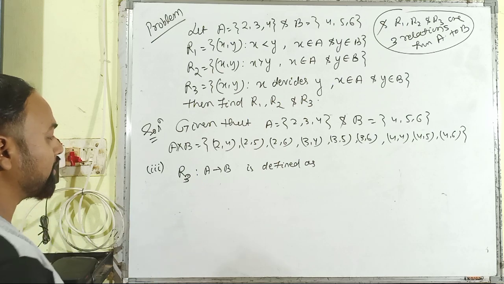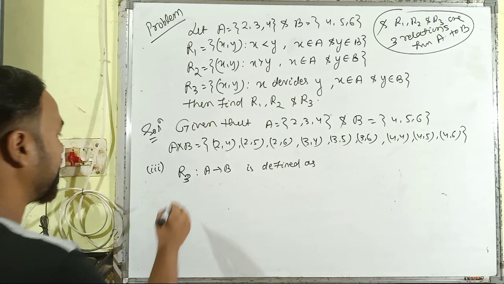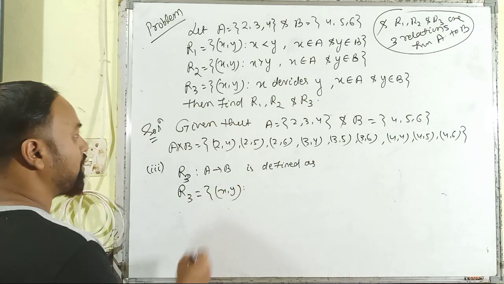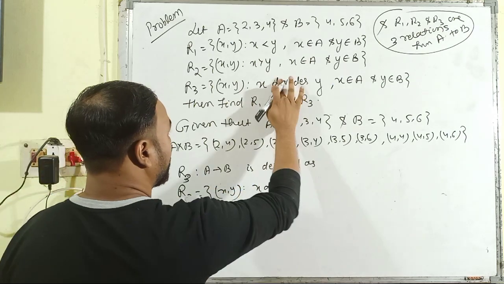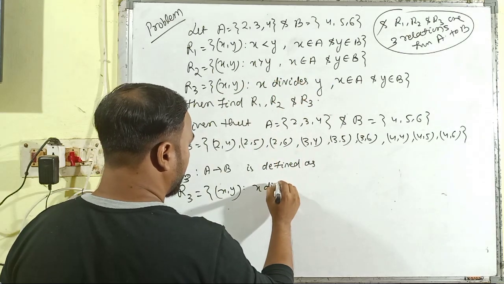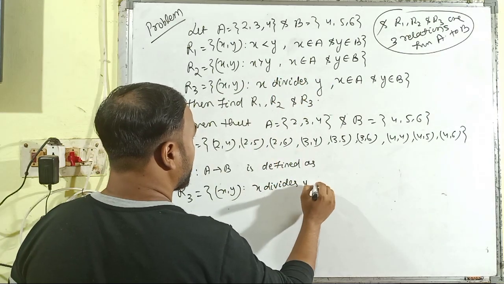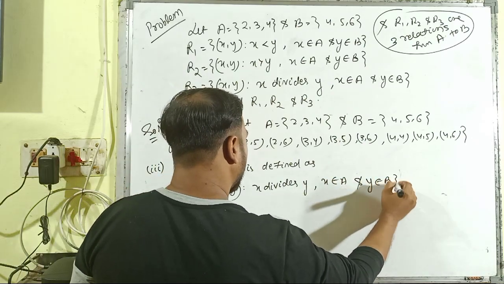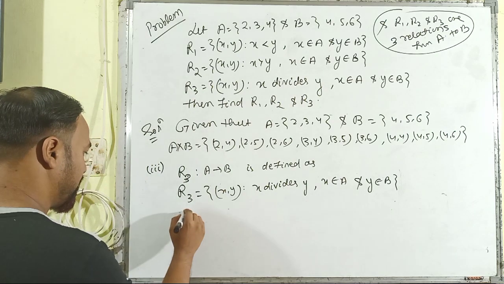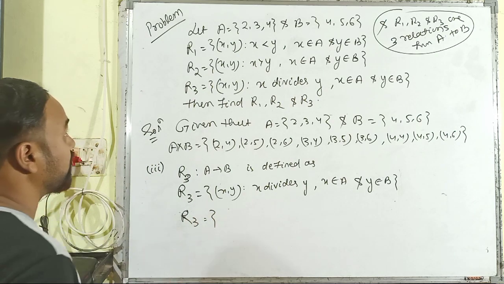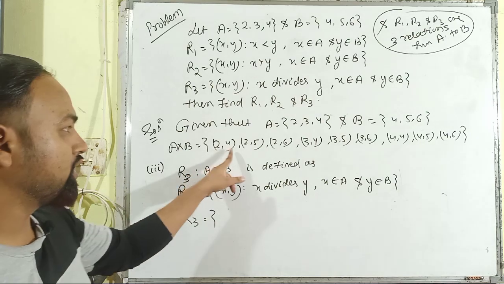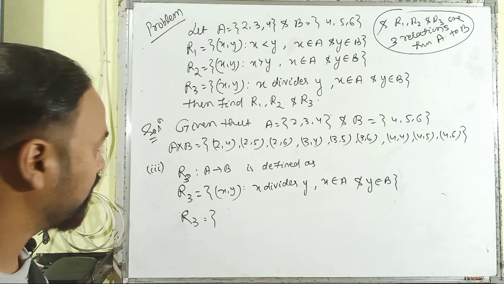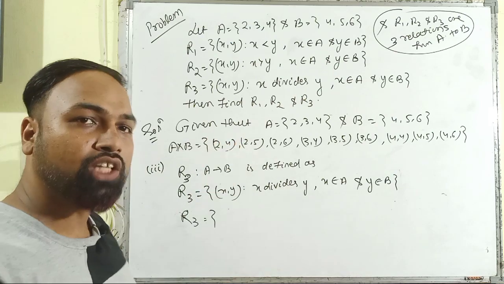So relation 3, R3, is a relation from the set A to the set B, and it is defined as R3 equals the collection of such ordered pairs in the form (x, y), where x divides y, where the first component belongs to the first set and the second component belongs to the second set. Here we can define R3 in such a manner that the first component must divide the second component. That means the first component is a factor of the second component, or the second component is a multiple of the first component.